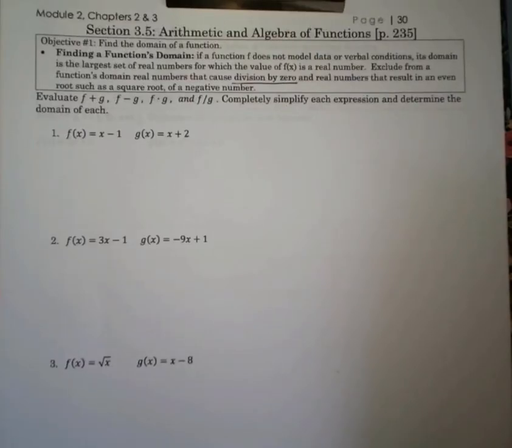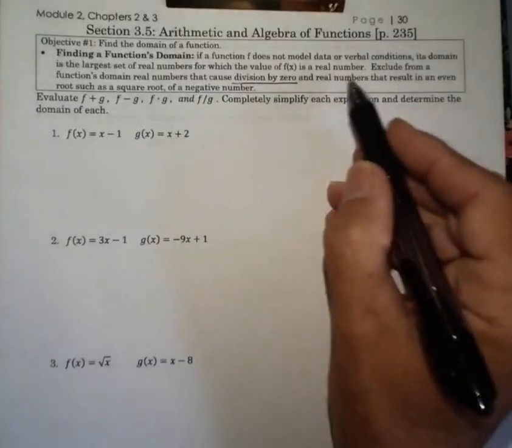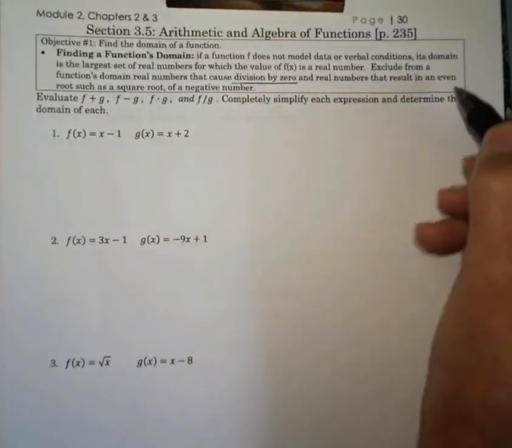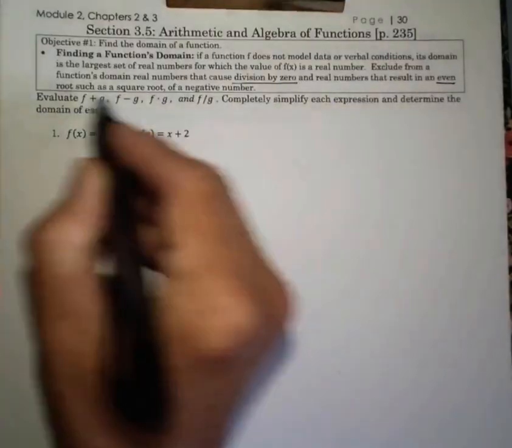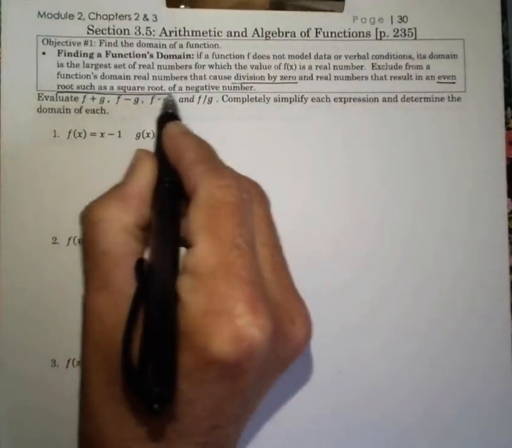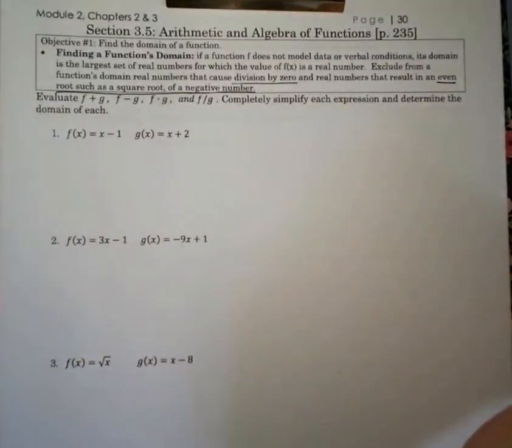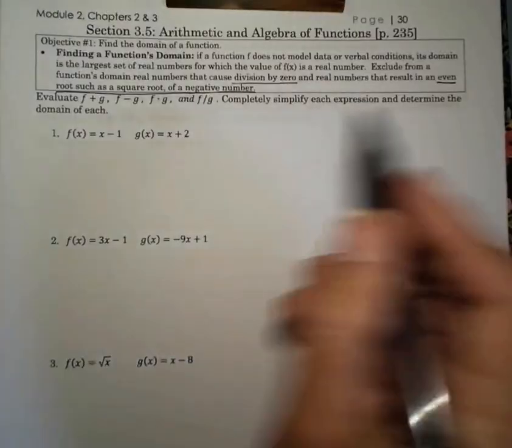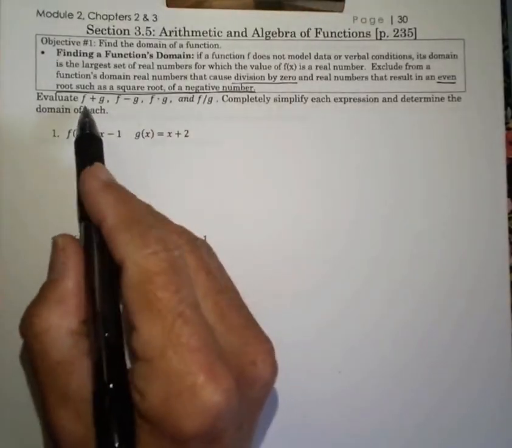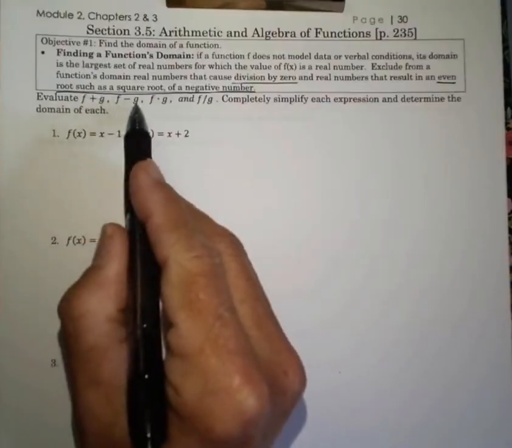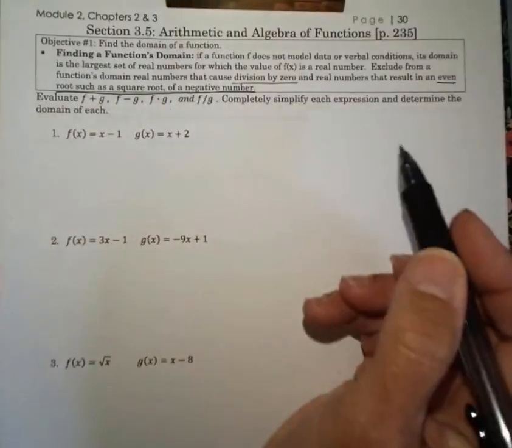So if you see division by zero anywhere in the problem, then you know that's not going to be part of your domain. And then we also have to exclude any real numbers that result in, and this is important, an even root, such as the square root of a negative number. So we don't want any imaginary numbers showing up. So I'm going to do 4 different things. I'm going to add 2 functions, subtract 2, multiply 2, and divide 2 functions.